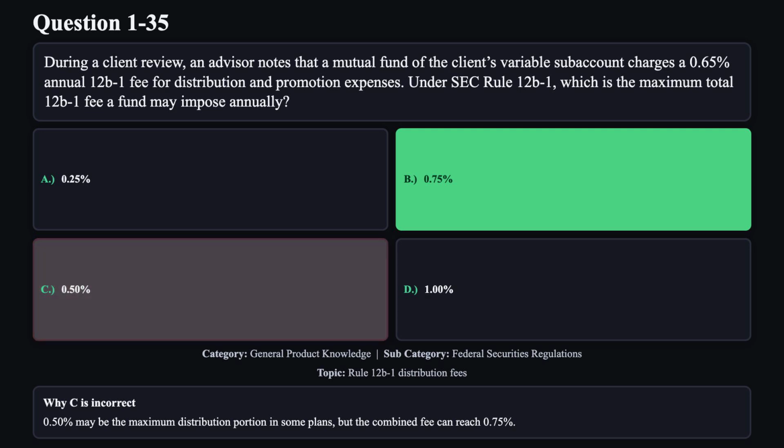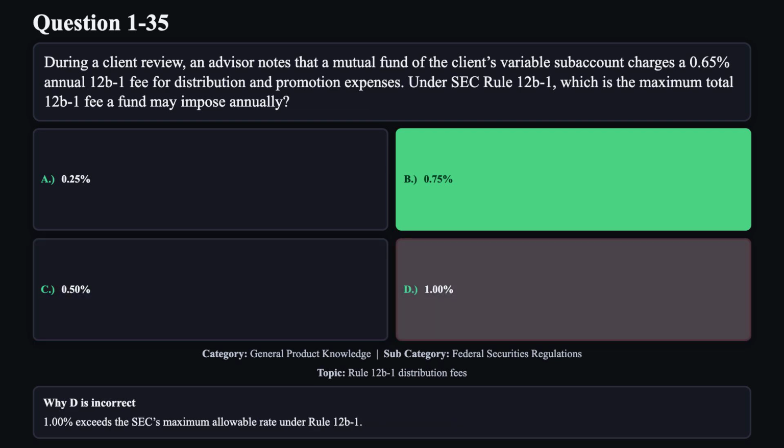Reason C is not correct. 0.50% may be the maximum distribution portion in some plans, but the combined fee can reach 0.75%. Reason D is not correct. 1.0% exceeds the SEC's maximum allowable rate under Rule 12b-1.